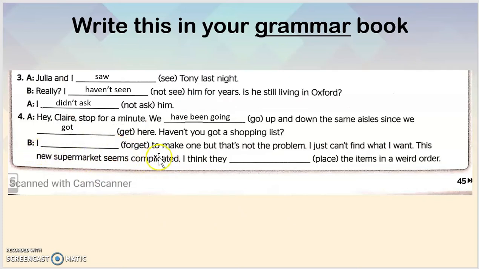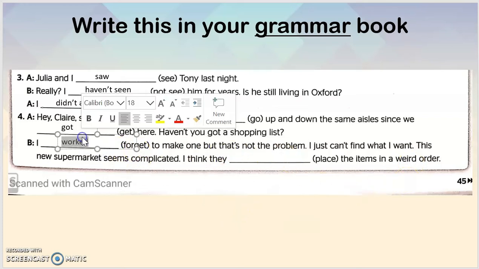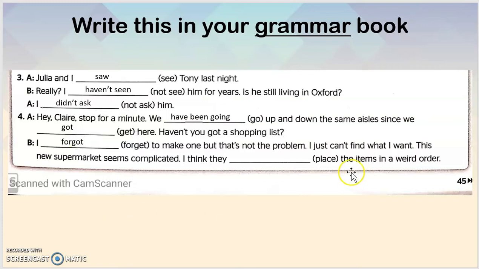Next, I blank to make one, but that's not the problem. I just can't find what I want. This new supermarket seems complicated. I think the items blank in a weird order. Yes, the past tense of forget is forgot. And the past tense for place is placed, you plus D. So that's the answer for number 1 to number 4.